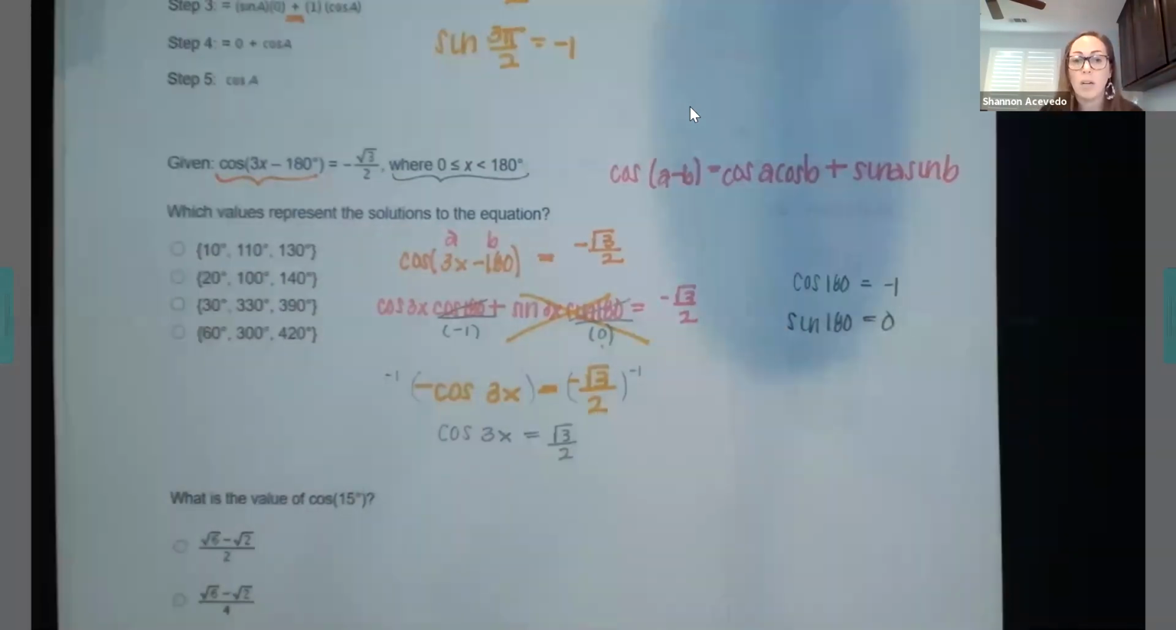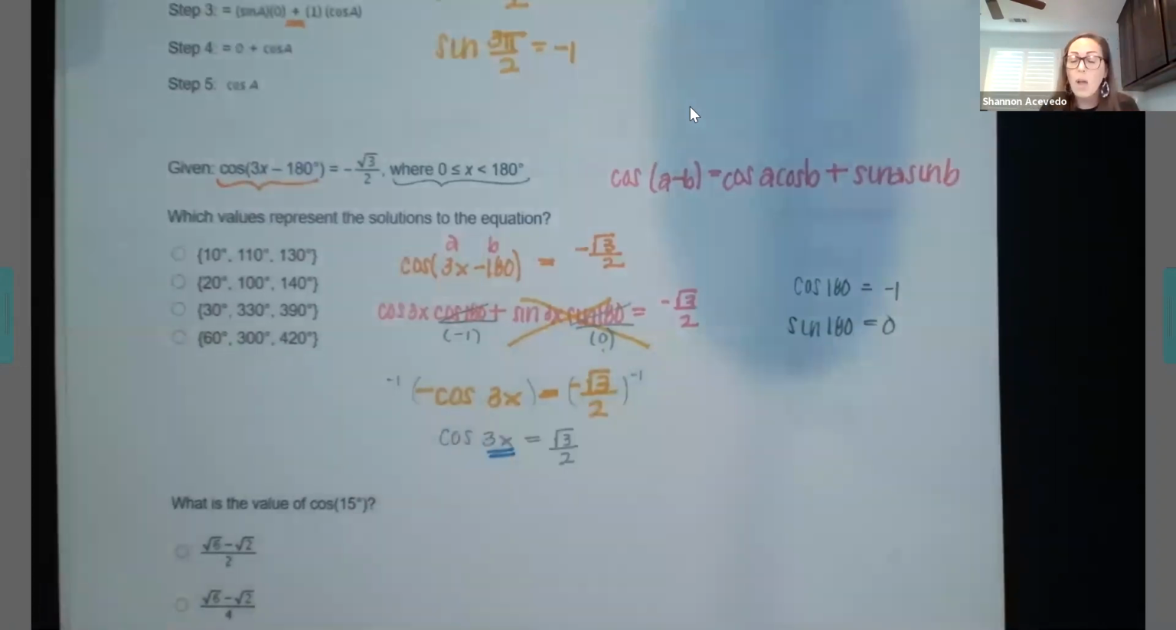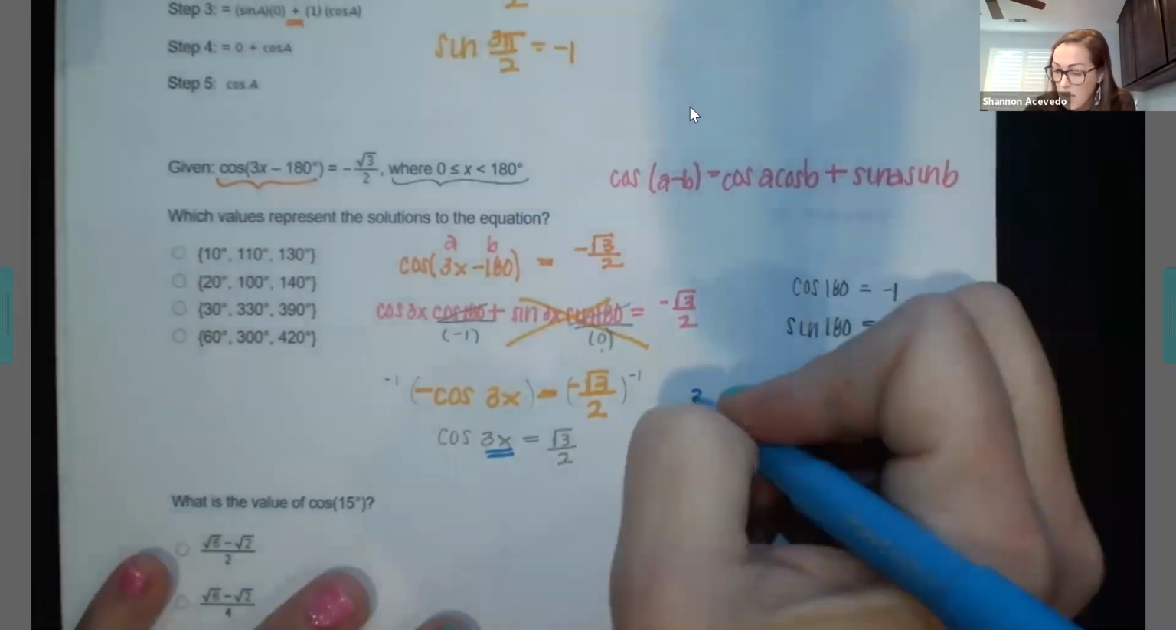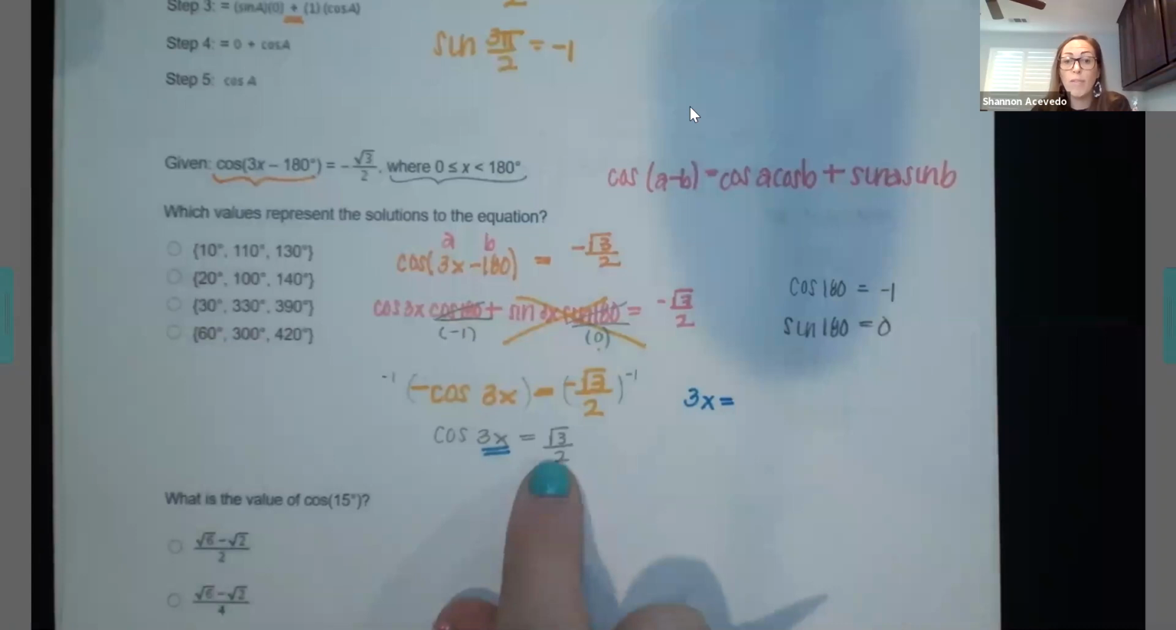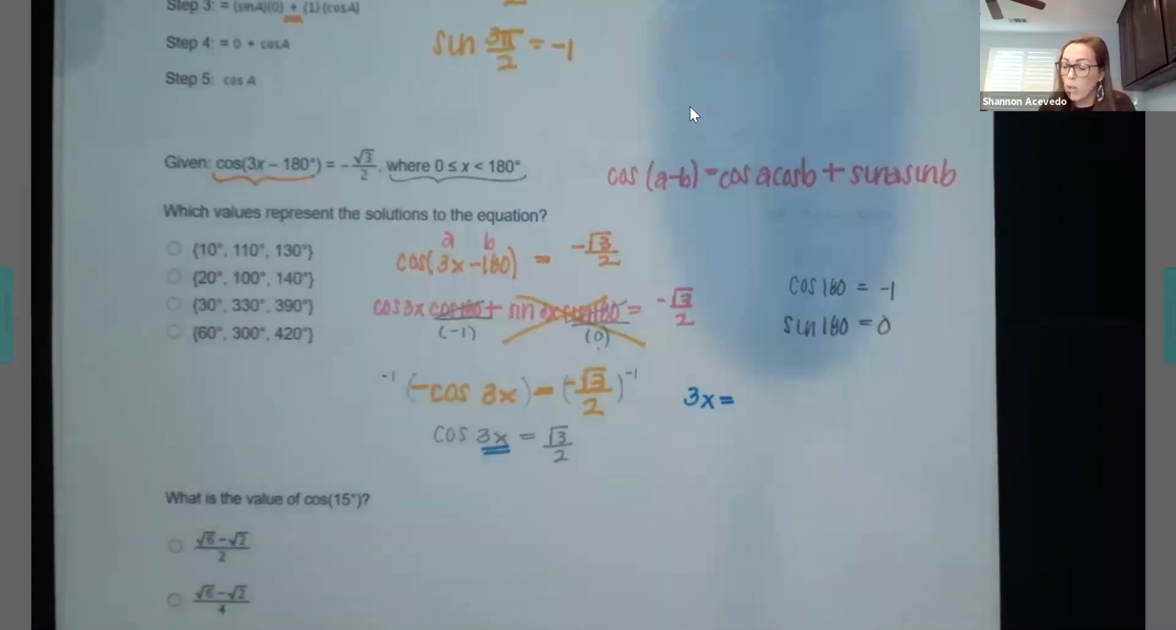Okay, so here's the tricky part. We're just solving for x, but this one isn't just the value of x. This one has a value of 3x. This is where things get tricky. So how do I go about that? I take this 3x, and that's like going around my circle 3 times. I want to know where my cosine value is going to be the square root of 3 over 2, and I want to go around my circle 3 times because that was a value of 3.